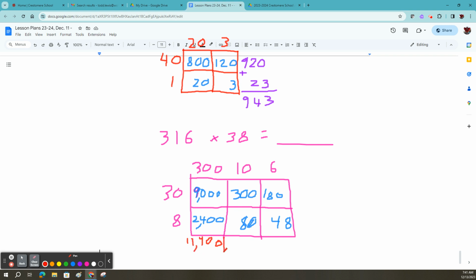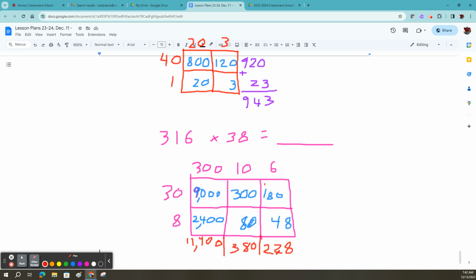Cool. Okay, 300 plus 80. Well, 0 plus 0 is 0. 0 plus 8 is 8. 3 plus nothing is 3. And last but not least, 0 plus 8 is 8. 8 plus 4 is 12, carry the 1. 1 plus 1 is 2.